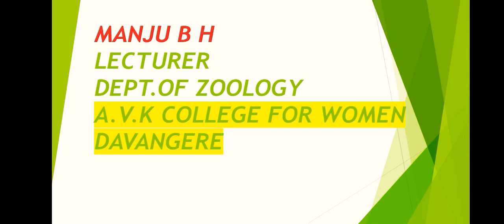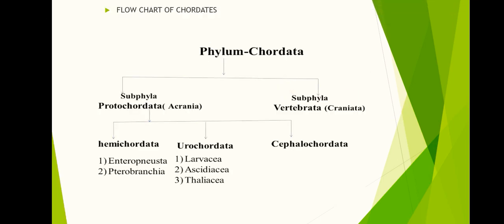Hello dear students. In the first semester you have studied the invertebrate phyla. In that you have studied eight phyla: Porifera, Coelenterata, Platyhelminthes, Aschelminthes, Annelida, Arthropoda, Mollusca, Echinodermata. In this semester you are going to study the Chordata.